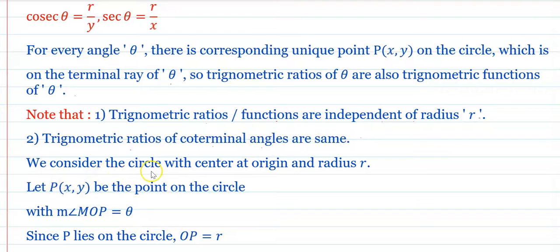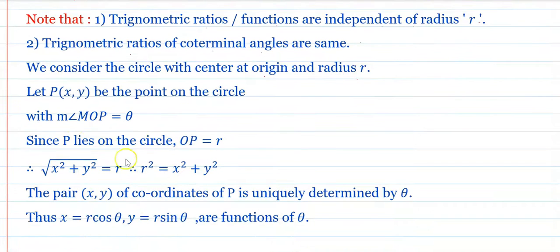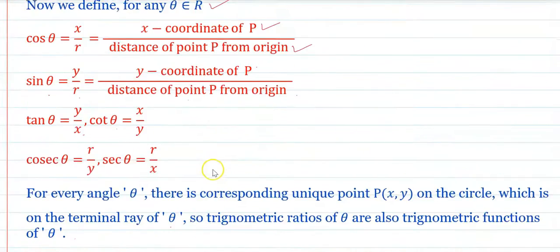We consider the circle with the center at the origin and the radius r. Let P(x, y) be the point on the circle. The measure of angle MOP is equal to theta. Since P lies on the circle, OP is equal to r, which is the square root of x square plus y square, and therefore r square is equal to x square plus y square. Now see this here.